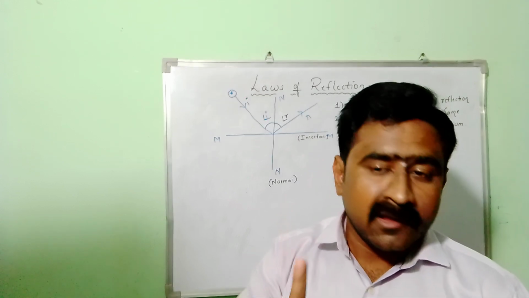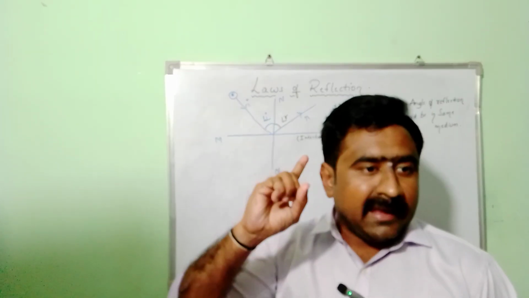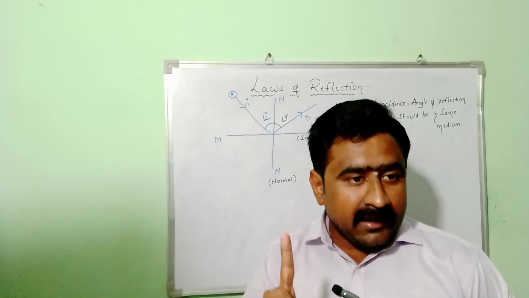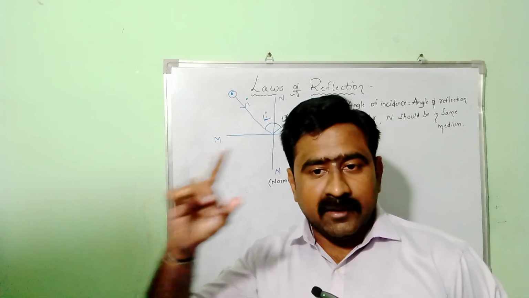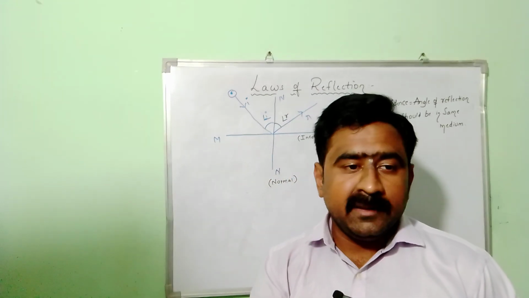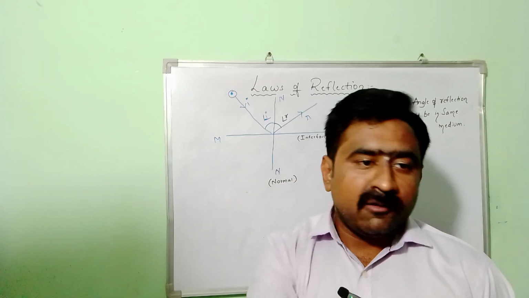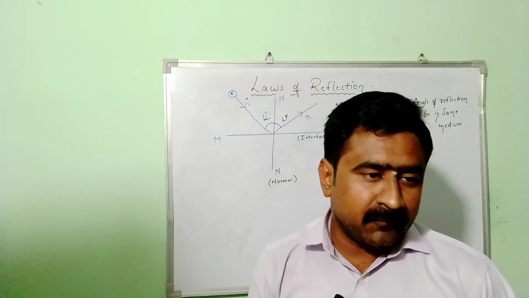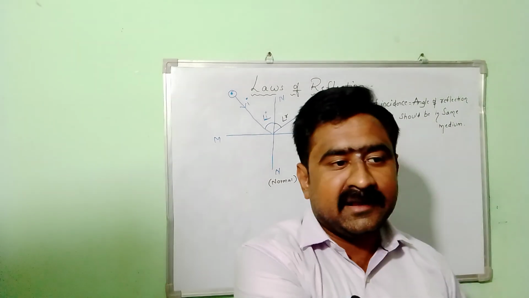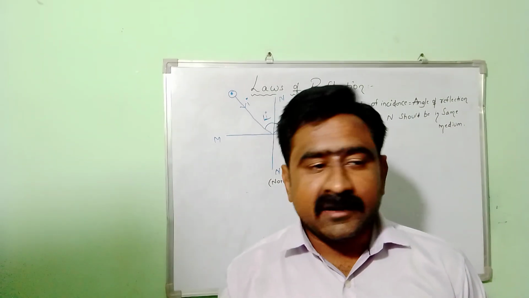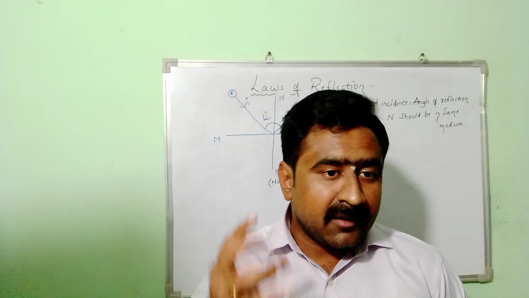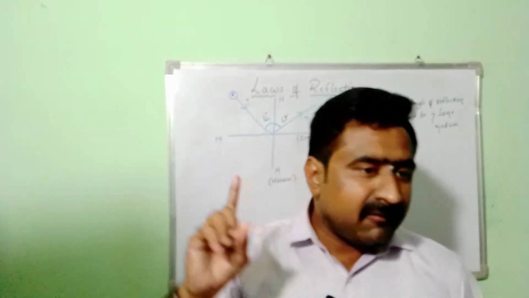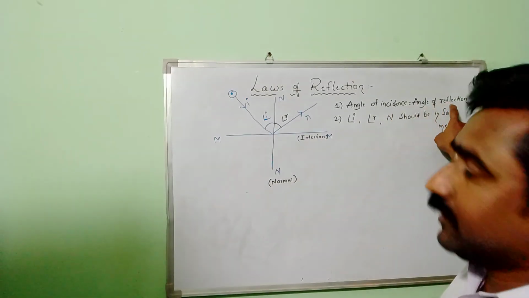Always keep in mind that the angle of incidence should be equal to the angle of reflection, or the angle of reflection should always be equal in magnitude to the angle of incidence. Both should be equal. For example, if the angle of incidence is 30 degrees, the angle of reflection should also be 30 degrees. If the angle of incidence is 60 degrees, the angle of reflection should also be 60 degrees. That is the first important law we need to keep in mind: the angle of incidence should be equal to the angle of reflection.